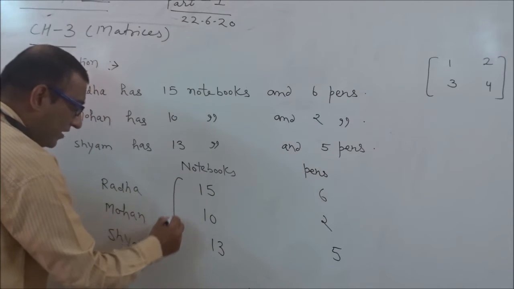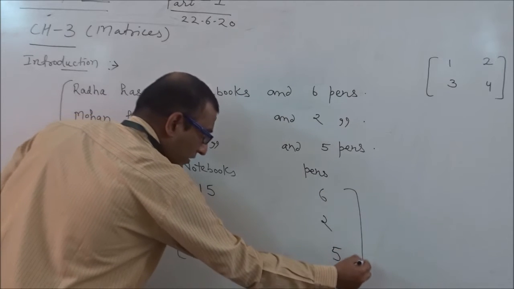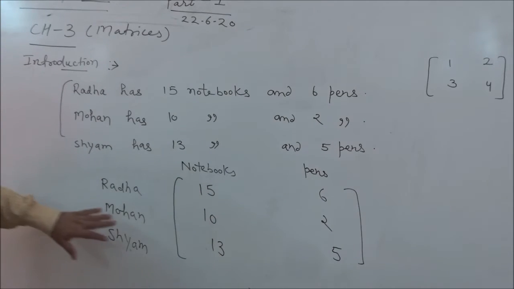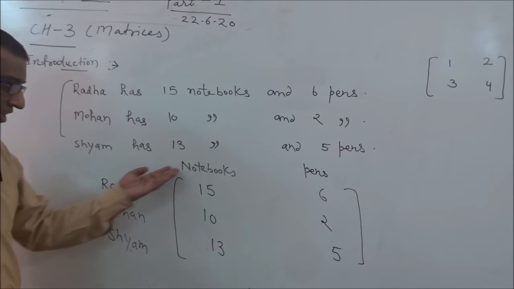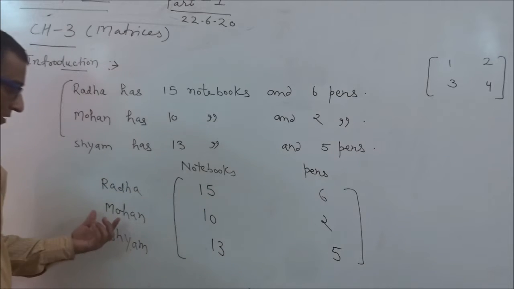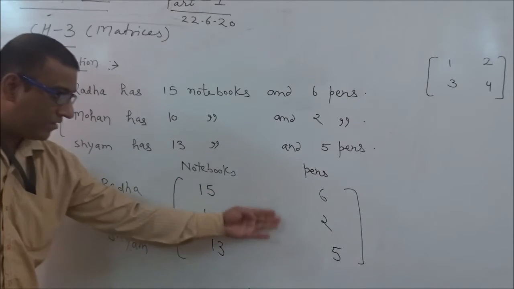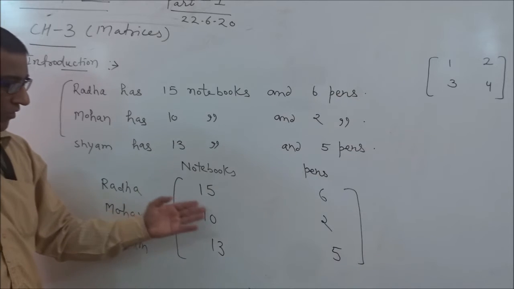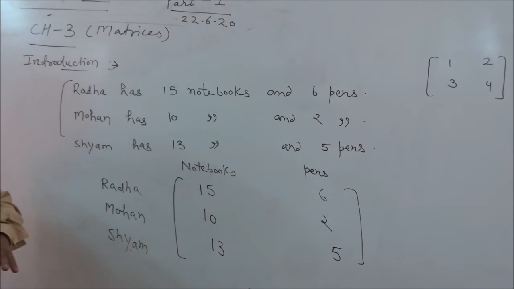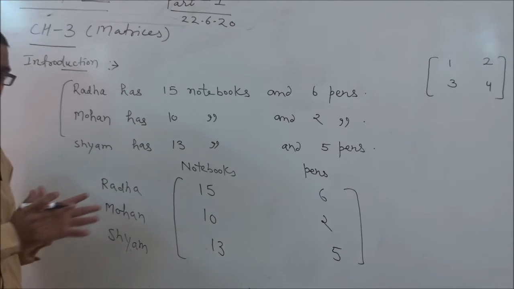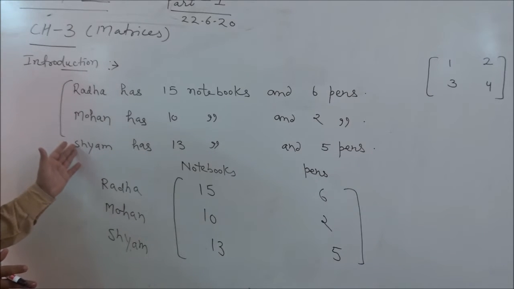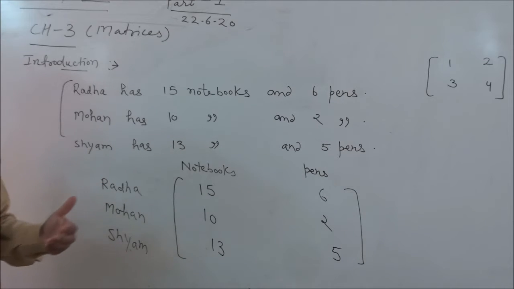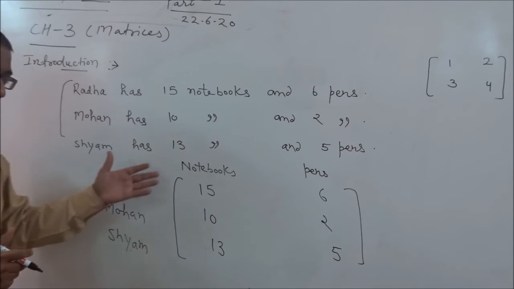If I mention this type of symbol, with the help of this symbol and this systematic arrangement, we can easily say Radha has 15 notebooks and 6 pens, Mohan has 10 notebooks and 2 pens, and Shyam has 13 notebooks and 5 pens. So it is a systematic way of representation. With this type of arrangement, we can easily show any type of information, in a very easy way.